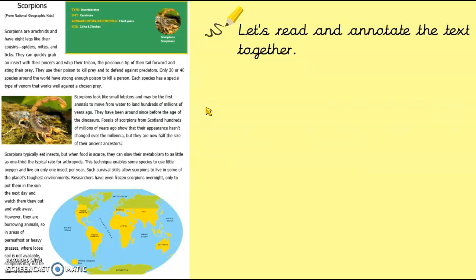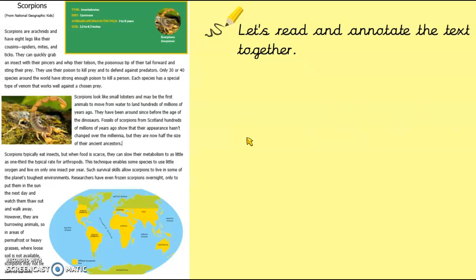Scorpions look like small lobsters and may be the first animal to move from water to land hundreds of millions of years ago. They have been around since before the age of the dinosaurs, and fossils of scorpions from Scotland hundreds of millions of years ago show that their appearance hasn't changed over the millennia, but they are now half the size of their ancient ancestors. Okay, so scorpions have been around a very, very long time, since before the age of dinosaurs, but they used to be bigger because it says they are now half the size of their ancient ancestors, your family from the past, family members from the past.